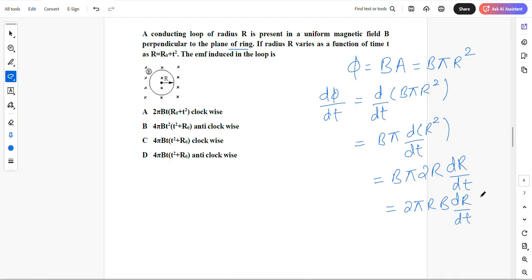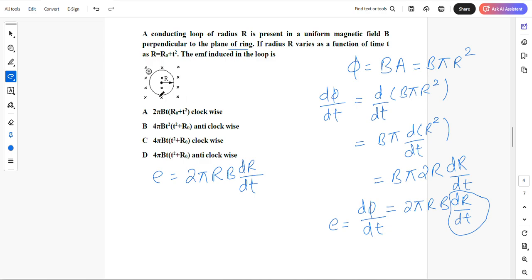Here dr by dt is the rate at which the radius changes, either it expands or shrinks. Now this d phi by dt is the EMF induced. EMF induced is given by E is equal to d phi by dt, that is, E is equal to 2 pi r B dr by dt. Okay, this is the formula.